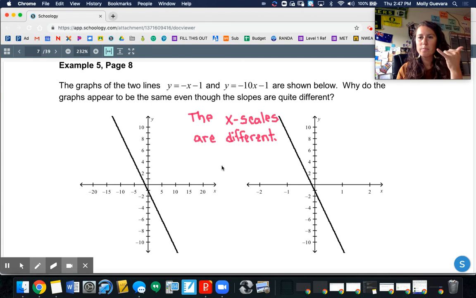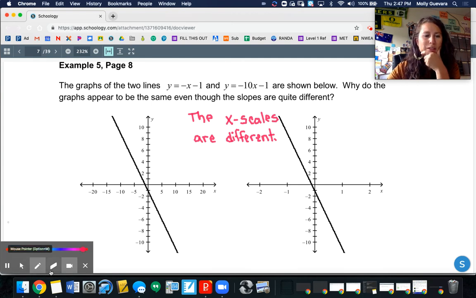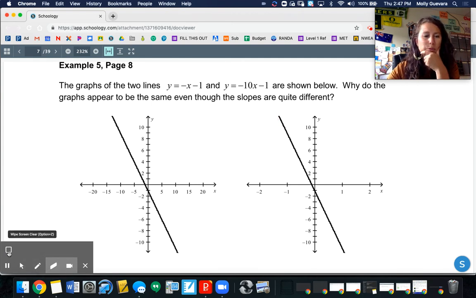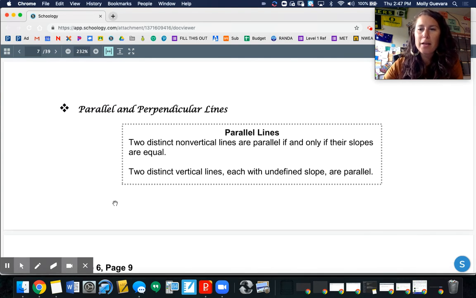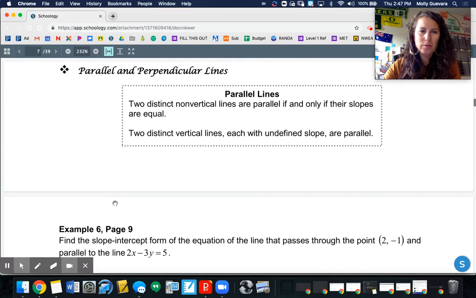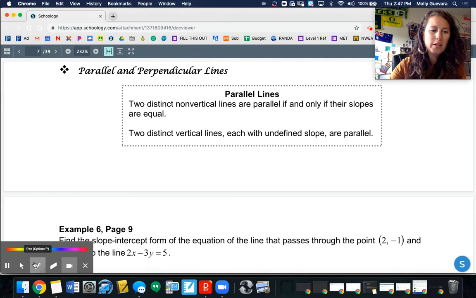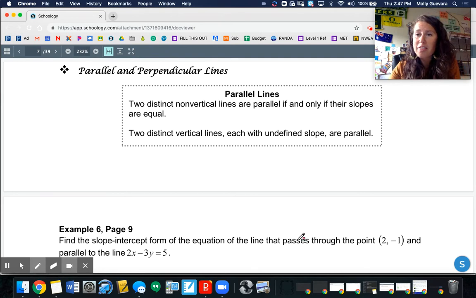All good? Sweet. Okay. Moving on. We're cruising today. Okay. Parallel lines. We're going to talk about parallel lines real quick. Nice little reminder, hopefully. Parallel lines are two lines that have the same slope. So they are only parallel if their slopes are the same. If their slopes are not equal, they are not parallel.